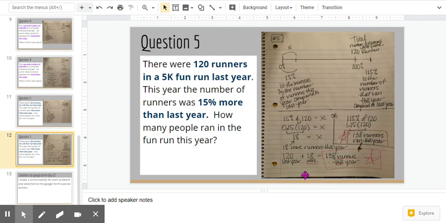Either strategy works. Adding the 15% on right away to the 100%, or finding the 15% and then adding that many runners on to that 100% total. Either way, I get 138 runners is the total that ran this year.